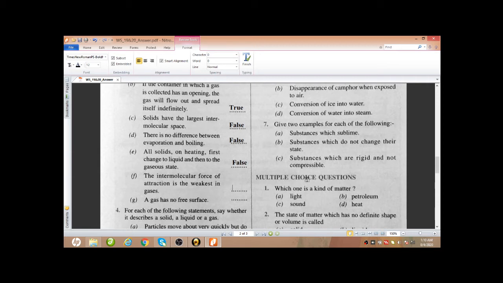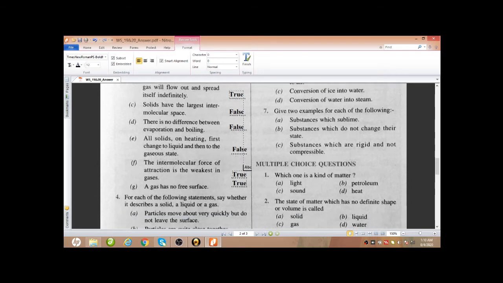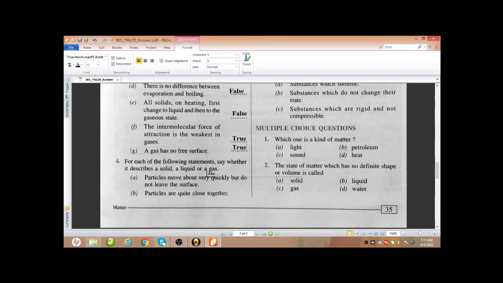Next, the intermolecular force of attraction is the weakest in gases. Yes, it is correct. In gases, the intermolecular force of attraction is weakest. Okay, next, a gas has no free surface. This is also true, as the intermolecular force of attraction is weakest in gases. The particles have a lot of gap between them, so gases don't have any free surface.